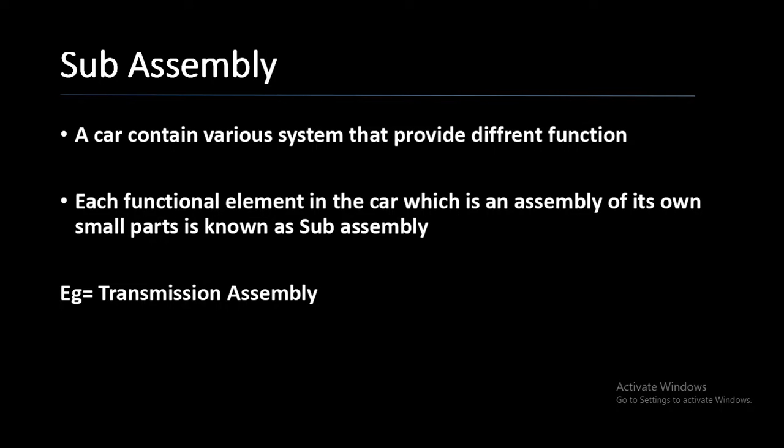Now let's take the example of the transmission system. The transmission system is meant only for transmission of power, or torque, to the wheels, and speed variation. These two types of function are done by the gearbox. In the transmission system there is a clutch and a gearbox, and also the drive shaft. Now, what is the main assembly?